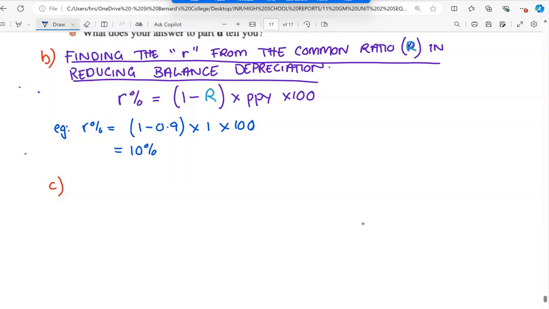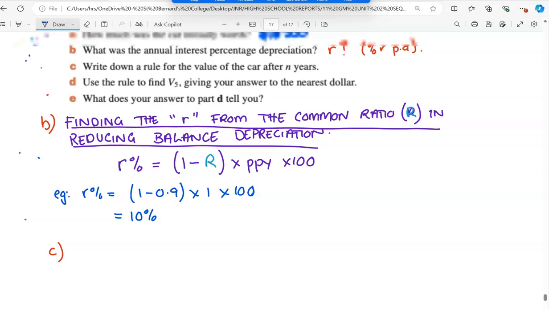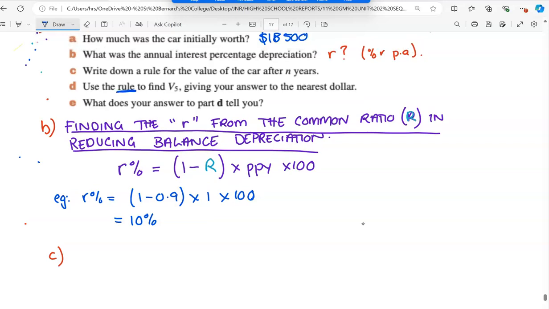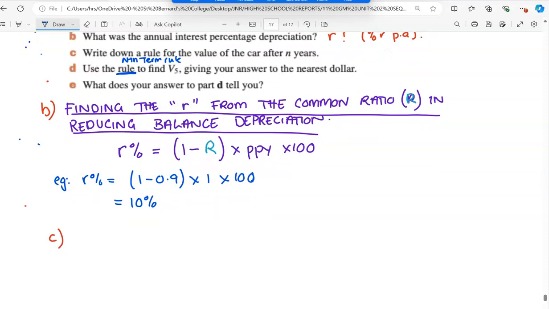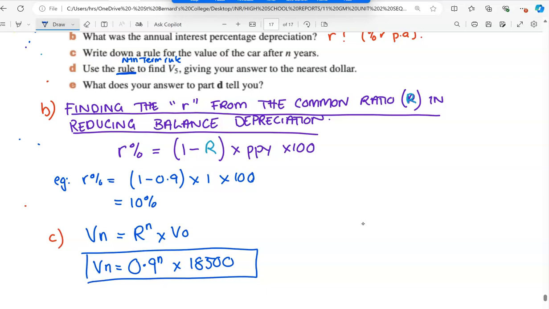Okay, question C says write down the rule. Whenever they say the rule, that's when you go to the nth term rule in your formula sheet. So very clear. You go down there and it says Vn equals R to the power of n times V0. In this example, your R was 0.9, and what was our V0? 18,500. So there we go, we've written the nth term rule.